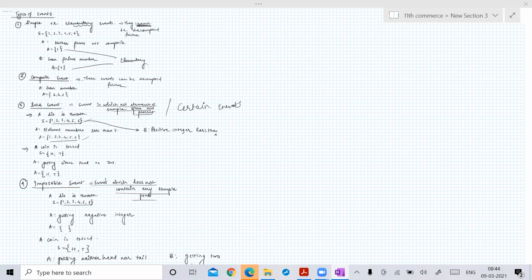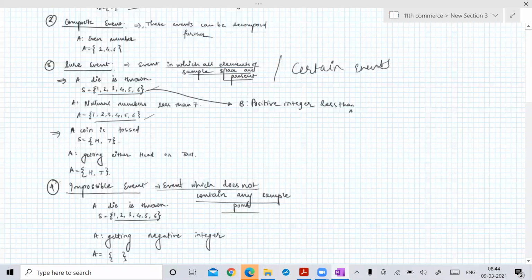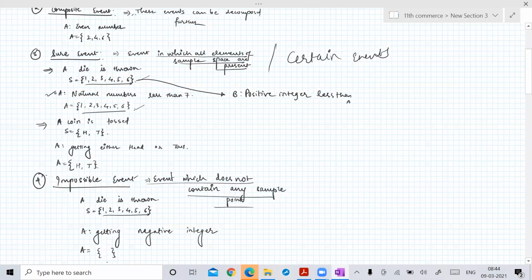Yes, so a sure event is also called a certain event. Okay, but what is the difference? Here we are not considering two events for the operation. Here I'm just considering an event. It is 1, 2, 3, 4, 5, 6, and this is the sample space. I'm just comparing the event with the sample space.